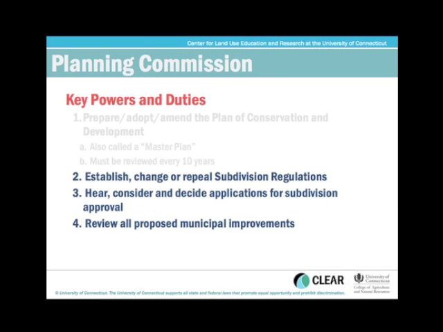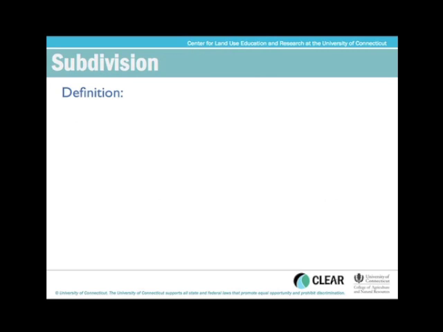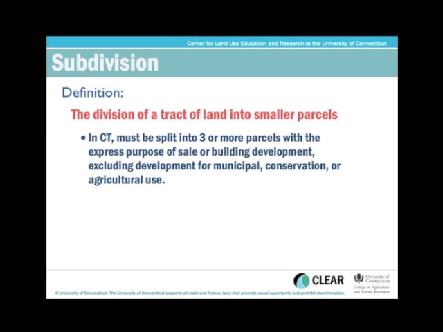Okay, another key power and duty of the Planning Commission is the Subdivision Regulations, and this is one that I think a lot of planning commissions spend a lot of time on, particularly in the past few years. Let's just look at some of the definitions. The basic definition of subdivision is the division of a tract of land into smaller pieces or parcels. In Connecticut, we have a specific definition of subdivision, and that is that a piece of land must be split into 3 or more parcels with the express purpose of sale or building development. And this excludes development for municipal, conservation, or agricultural uses, and we'll look at that in a second.